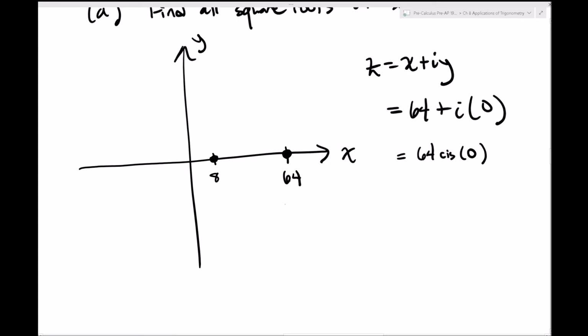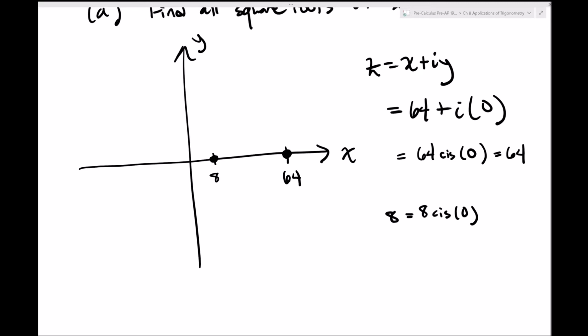So 64 is literally a modulus distance of 64 and an angle of 0. Positive real numbers have a 0 angle. So we think of them as just phasors or complex vectors with a 0 angle. So they're really boring. So no angle. So real numbers are just no angle whatsoever, unless we're talking about a negative number. So what's 8? 8 is 8 CIS 0. That's what 8 equals. So the real number 64 is 64 CIS 0. The real number 8 is 8 times CIS 0.